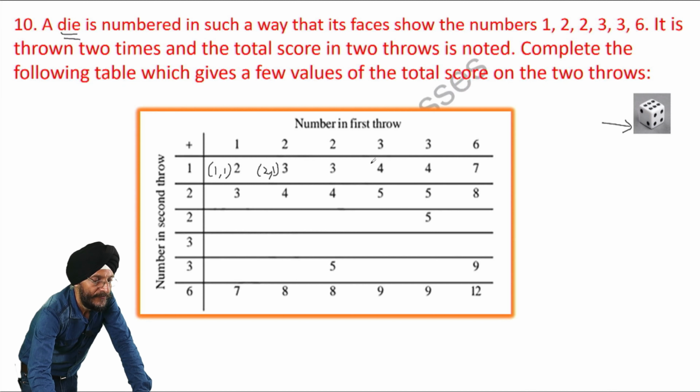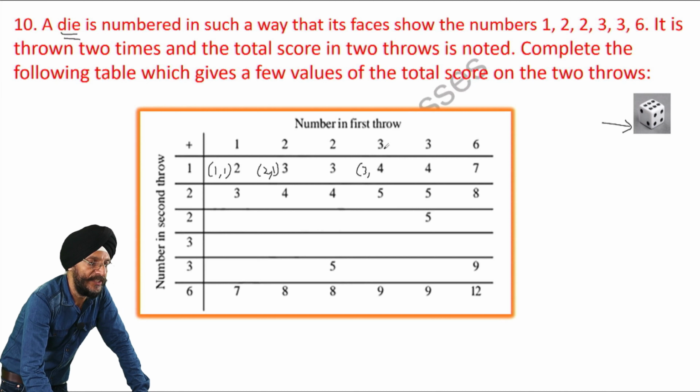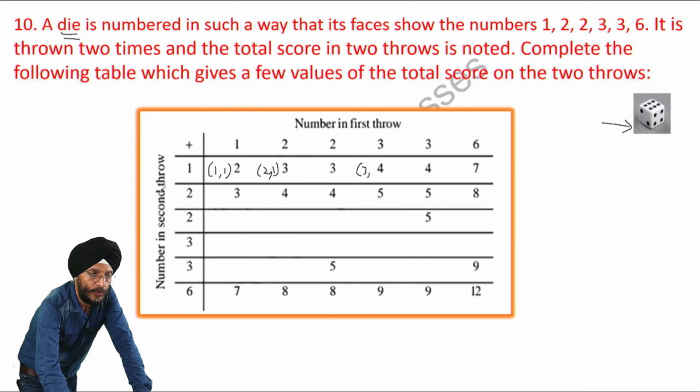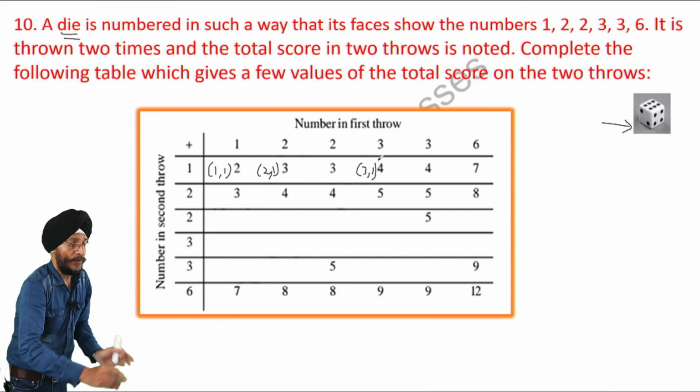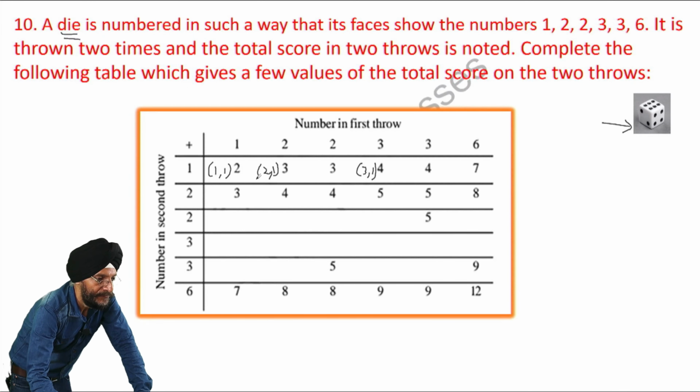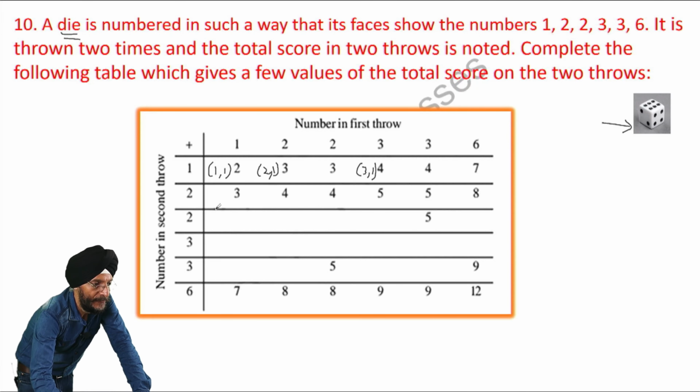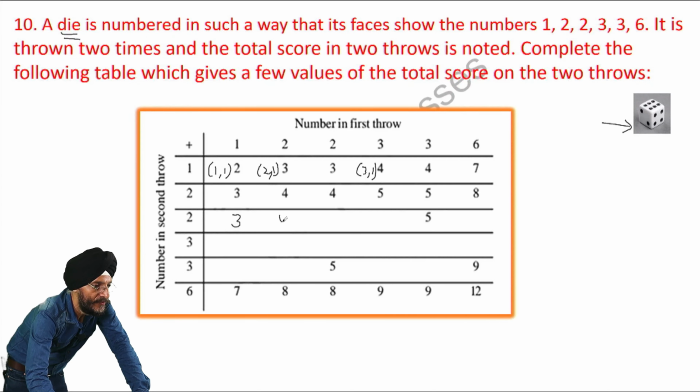In the same way, if the die is thrown for the first time, the outcome comes 3. And if it is thrown for the second time, it comes 1. And the total of 2 is given. So in this way, we have to complete the table. Here, these 2 rows are complete. We have to complete the next. So 2 plus 1, 3, 2 plus 2, 4, 2 plus 2, 4, 2 plus 3, 5, 2 plus 3, 5, 2 plus 6, 8. 3, we have to add 3.